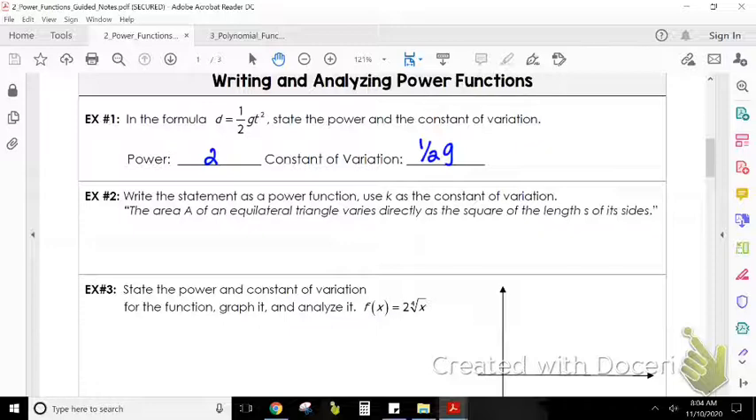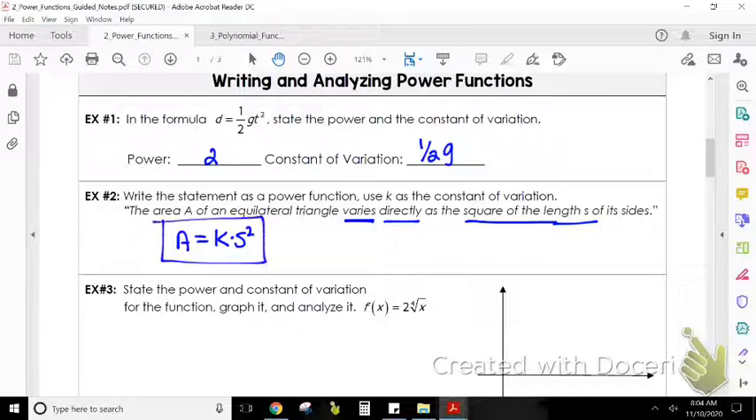Example 2 says write a statement as a power function using k as the constant of variation. It says the area A of an equilateral triangle varies directly as the square of the length s of its sides. So we see the word varies. So we know our first part is going to be what's in front of it. Well, what varies? The area A of an equilateral triangle. So A varies means equals K. Remember, directly means to multiply as the square of the length S. So that would just be S squared. So we get A equals K S squared.